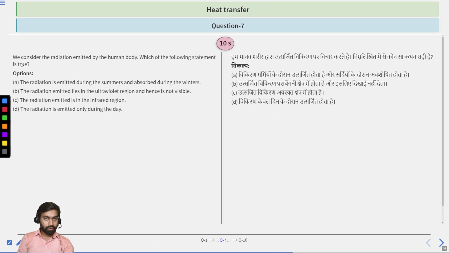Question 7. We consider the radiation emitted by a human body. Which of the following statements is true? Option A, the radiation is emitted during the summers and absorbed during the winters. Option B, the radiation emitted lies in the ultraviolet region and hence it is not visible. Option C, the radiation emitted is in the infrared region. And option D, the radiation is emitted only during the day. So, which option is correct? You have 10 seconds to solve this question. After 10 seconds, we will provide the solution.